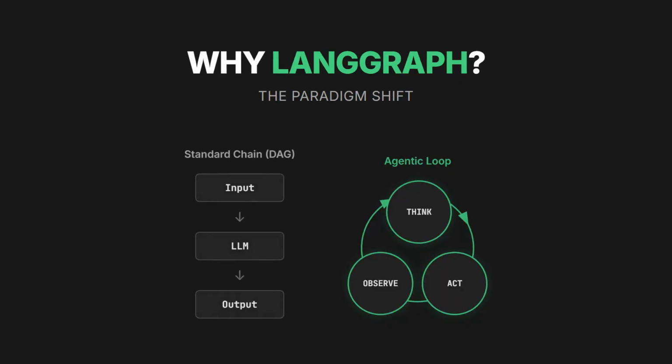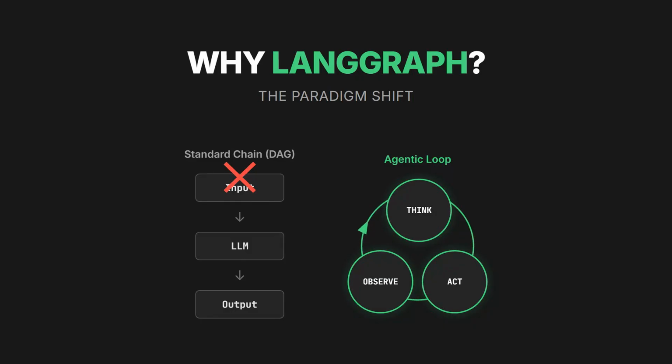What is the biggest limitation of most LLM apps today? They're straight lines. They go from input to LLM to output. And if something goes wrong in the middle, they crash. Or worse, they hallucinate. This is a directed acyclic graph, or DAG. It runs once and stops.